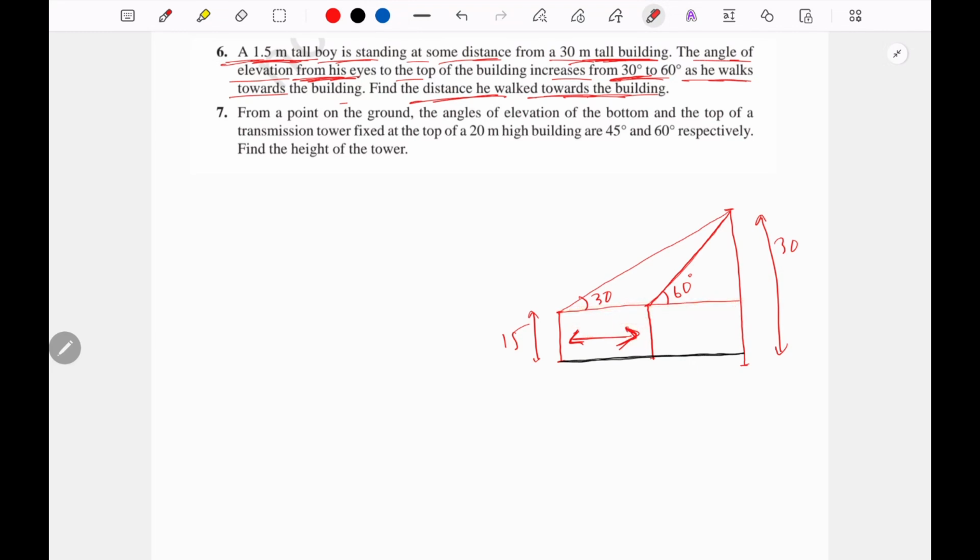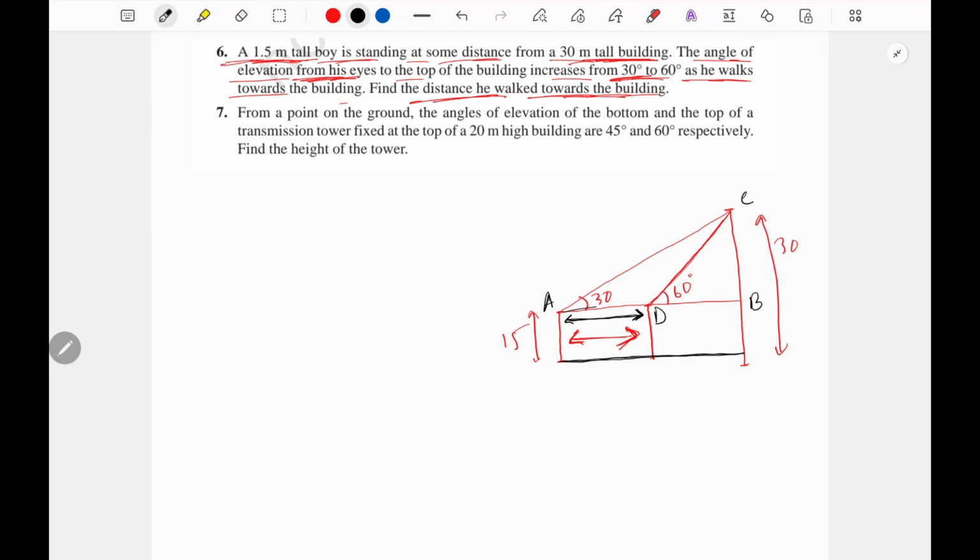So first let's assume that this is A, this is B, and this is C, and this is D. So we need to find the distance of this AD, the length of this AD. We need to find this one. So how will we find this one?